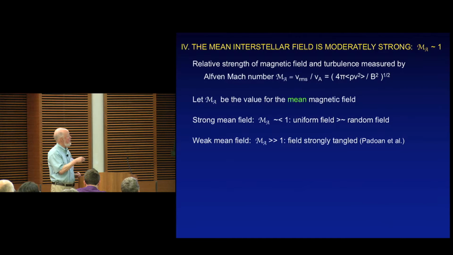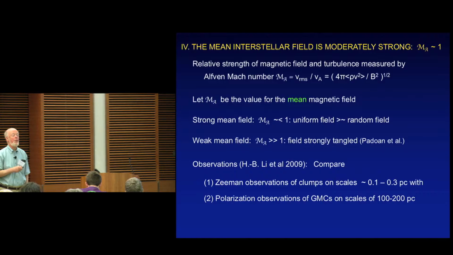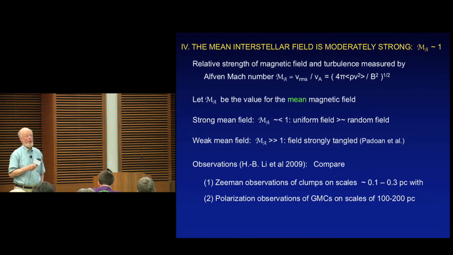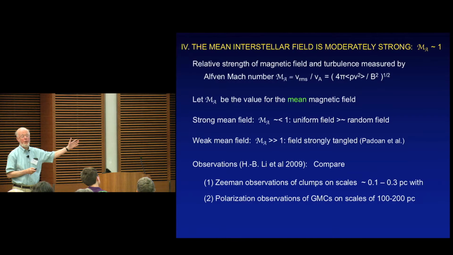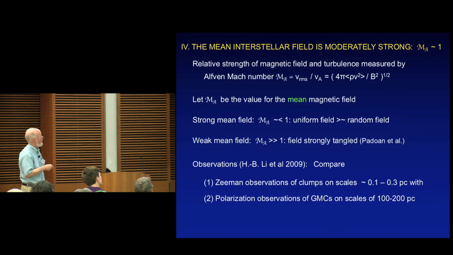And Padoan and his collaborators have for a long time argued that, in fact, this is the correct description of the interstellar magnetic field. And I should say that when we undertook our simulations, it was my thought that an Alfvén Mach number of order unity and one much bigger than unity are so different that we would just obviously be able to tell from our analysis of the clumps what the difference was. But, as you'll see, that turned out to not be true.